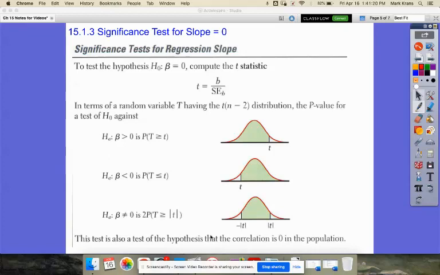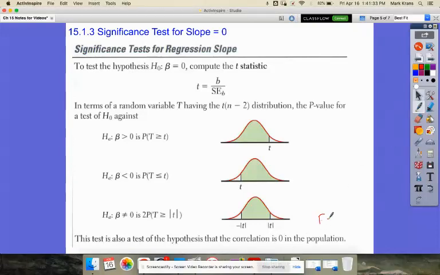When we are doing a significance test, we're testing whether or not the slope equals 0, and it's also a test for whether or not correlation equals 0. If you think about the formula for slope, b, it is r times s_y over s_x. So if my r is 0, what's 0 times anything? 0. So if r is 0, b equals 0, and that's why they're so linked. If one of them is 0, the other one's 0.